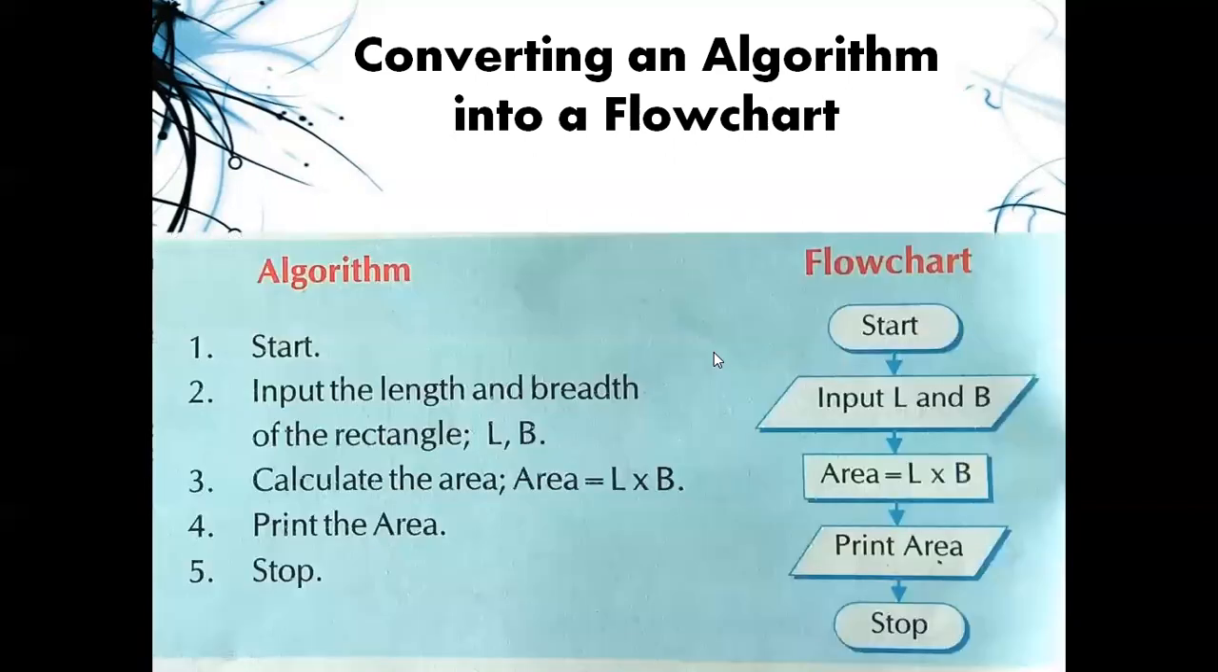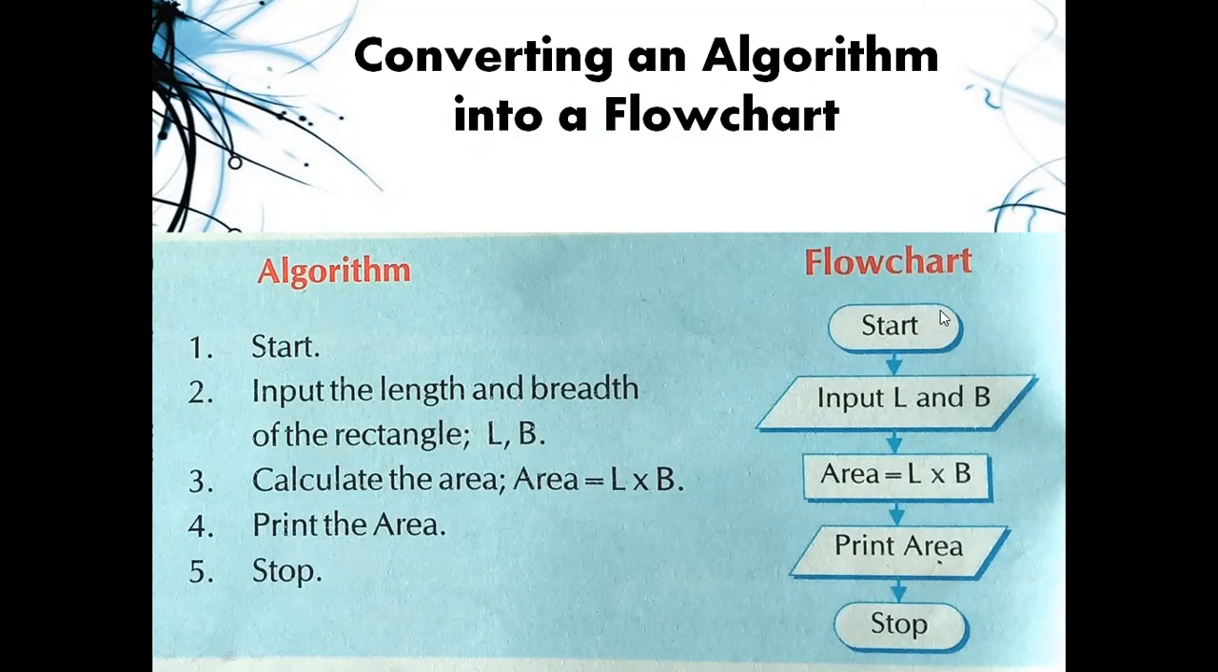There is one more example in your book, to find the area of a rectangle. Almost the flowchart symbols would be the same, only the algorithm writing will be a little different. Got it? So here is the algorithm start. Second step, input the length and breadth of a rectangle. So here enter the length and breadth of the rectangle. Then it will calculate the area. So the area is calculated and print the area. So these are the algorithm steps.